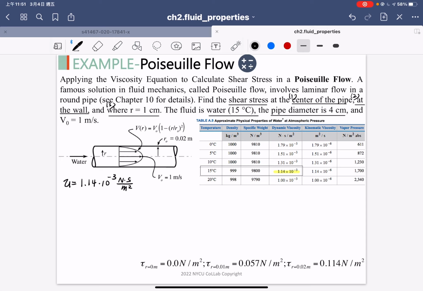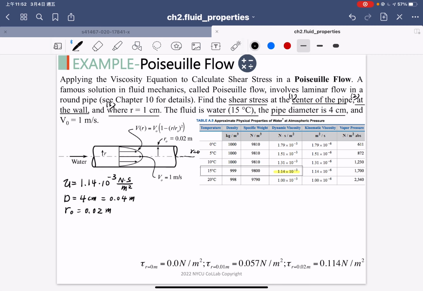Okay, so secondly, we actually know the diameter of the pipe is 4 centimeters. That indicates 0.04 meter, right? So what is R? As you see the coordinate in here, at the center line, R is 0. So the maximum R, the R is the radius of the pipe. So it's half of the diameter, right? So in here 0.02 meter is the radius of the pipe.